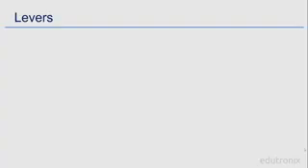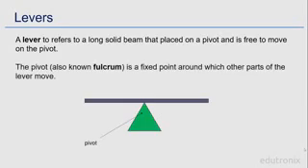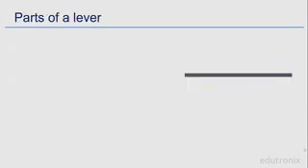We are now going to look at a very important part of our studies on simple machines, which involves a type of simple machine called levers. A lever simply refers to a long solid beam that is placed on a central point known as a pivot in such a way that the beam is able to move or tilt to either side because of the pivot. The pivot, also known as the fulcrum, refers to a fixed point around which the solid beam tilts.